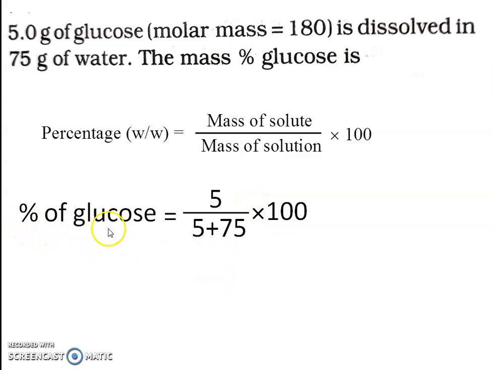So the percentage of glucose is equal to 5 upon 5 plus 75. 5 is the weight of glucose, and 75 is the weight of water. When we add this, this will be the mass of solution. And after solving this, we get 6.25%. So the glucose solution is 6.25%.